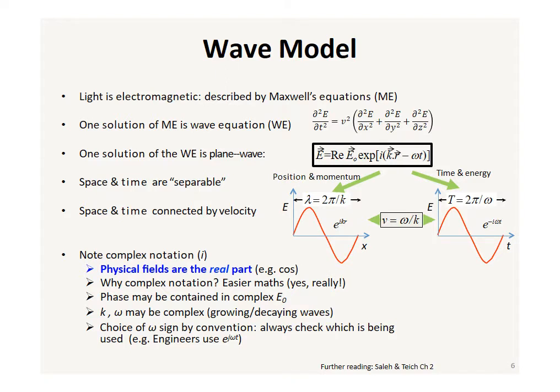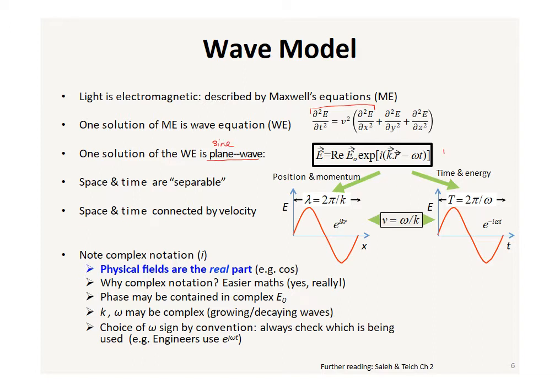Light is an electromagnetic phenomenon. So electric and magnetic field behavior is described by Maxwell's equations. One solution of Maxwell's equations is the wave equation, which you'll be familiar with from first year, in one dimension at least. We'll be considering more than one dimension here. One solution of the wave equation, and there are many, is the plane wave. This is certainly one of the simplest and most pragmatic. It's also called the sine wave solution.